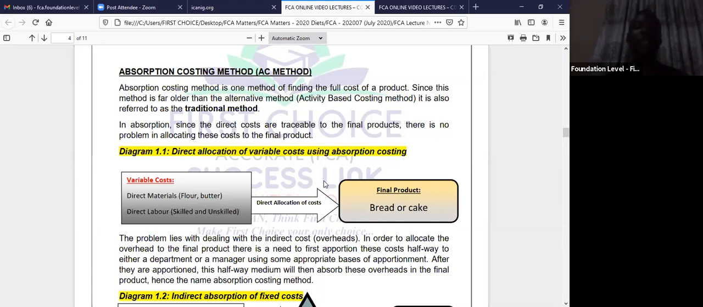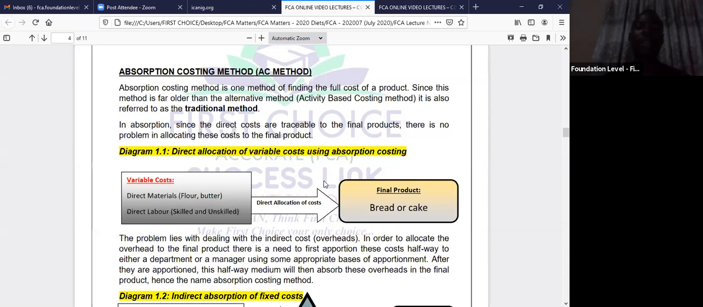Okay? In absorption costing, since the direct costs are traceable to the final product, sometimes when I call direct costs, it could be called product costs. So there is no problem when we are dealing with direct costs. It means that our variable costs, which are material costs and our labor costs that are directly traceable to the final product, there is no problem allocating them.